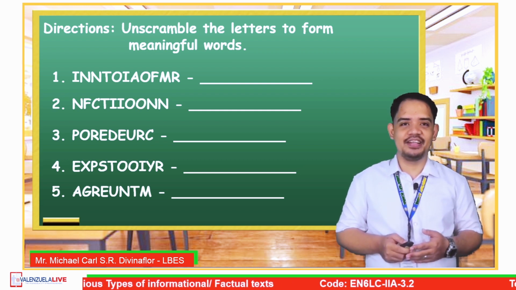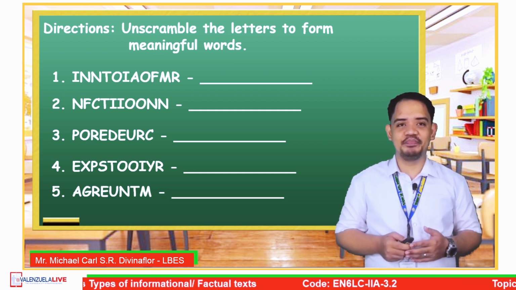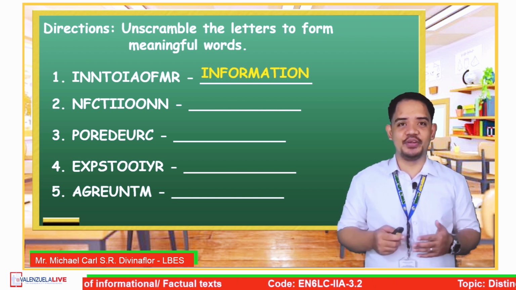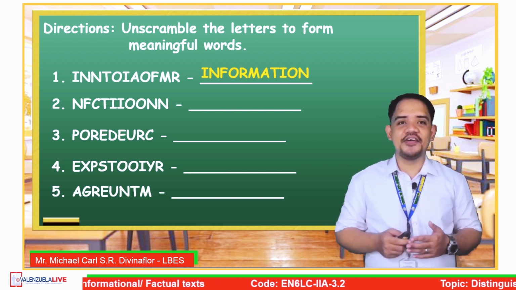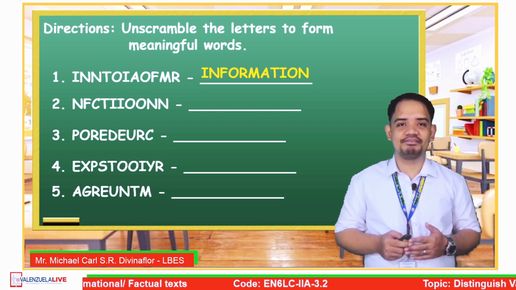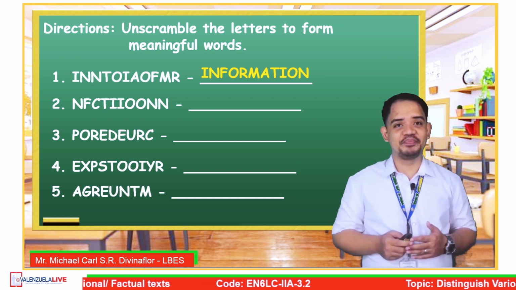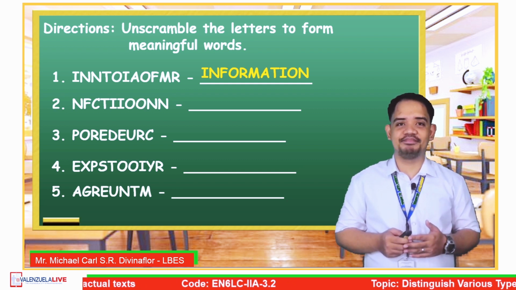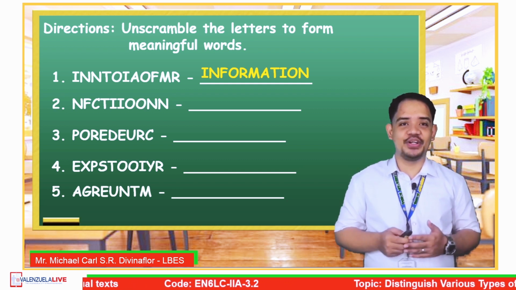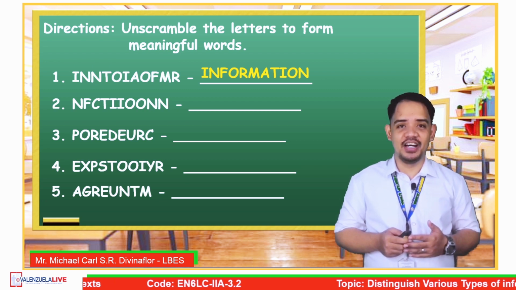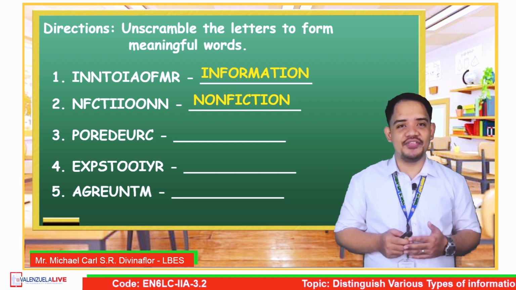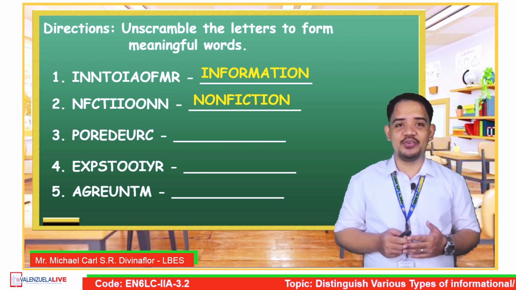Answers are correct. Let us have the number 1. The answer for number 1 is information, which means facts or data. Very good. How about number 2? What's your answer? The answer for number 2 is non-fiction, a type of writing that is based on facts, real events, and real people. Very good.